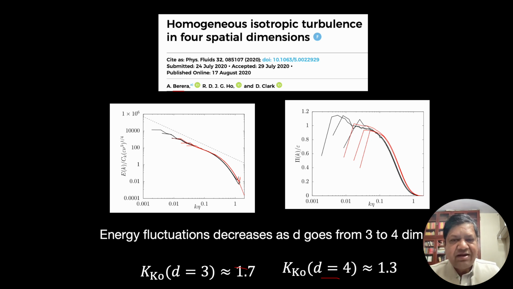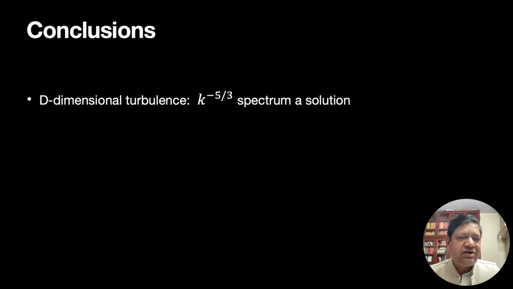So, conclusion: in d-dimensional turbulence, k to the minus 5/3 is a consistent solution. So it gives faith in the Kolmogorov solution. There could be other solutions. For example, equipartition is a solution, but possibly that is unstable for d equal to 3.